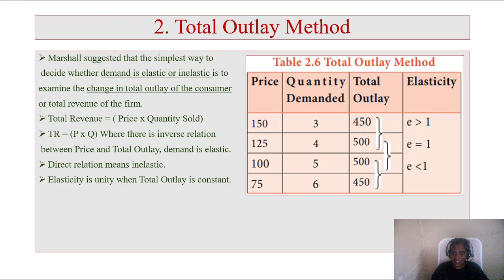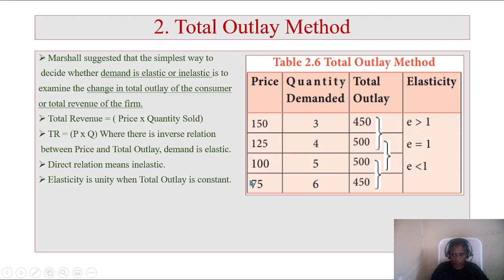So this is how Marshall analyzes elasticity. When the price decreases, the quantity increases, and with the help of the total outlay, he is segregating the three situations. That is, one is when elasticity is greater than 1, then the elasticity equal to 1, and the elasticity less than 1. The elasticity decreases when the total outlay decreases. So these are the three situations explained by Marshall under this total outlay method.